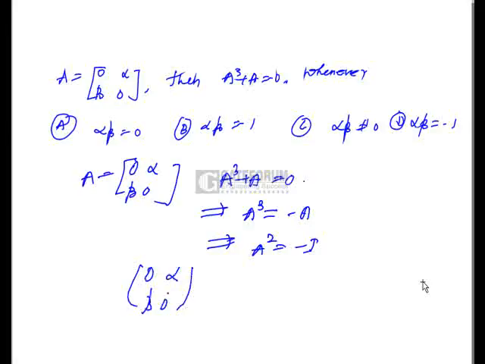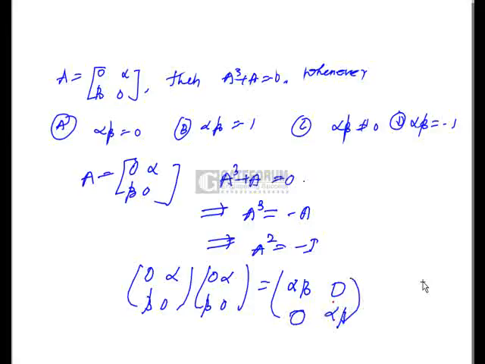[0, alpha; beta, 0] times [0, alpha; beta, 0]. Now if I multiply, it will be alpha beta, then 0, 0, alpha beta. Now this is nothing but A square, which is equal to minus I, which is [minus 1, 0; 0, minus 1]. So clearly alpha beta must be equal to minus 1, which is option D.